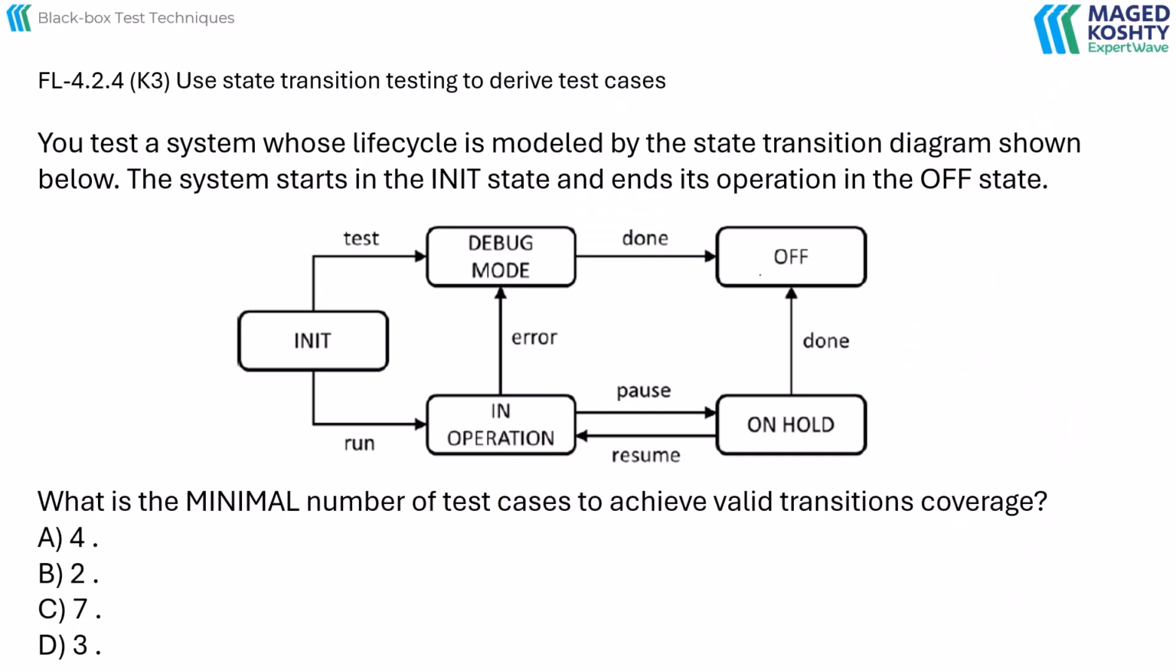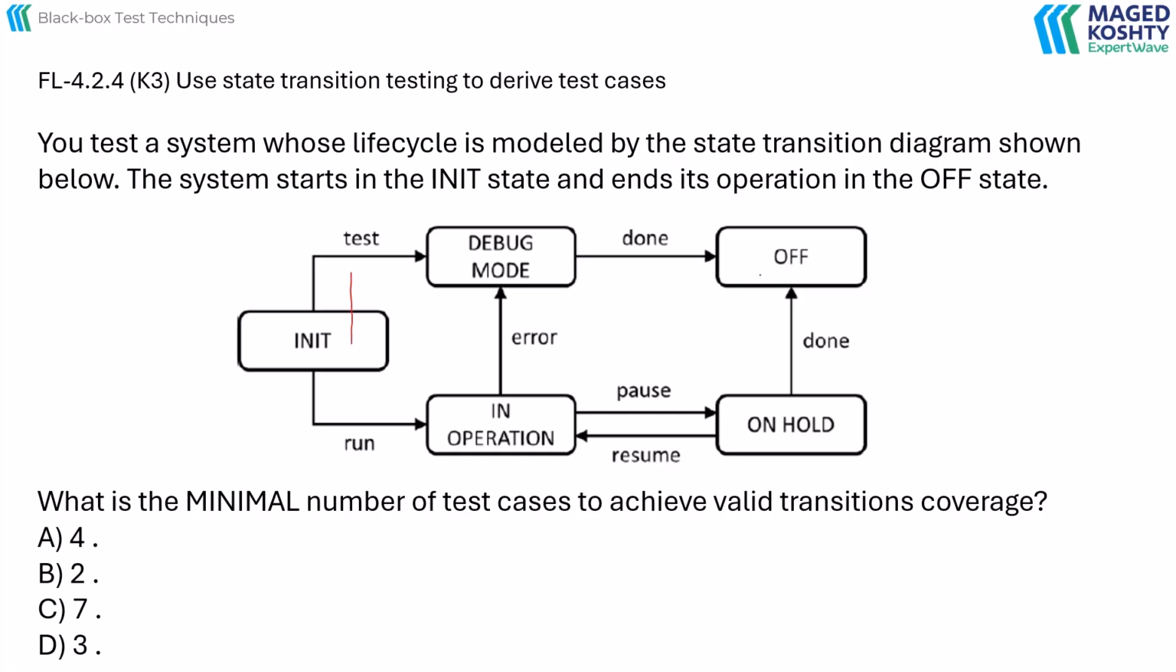First question. In the system shown, the system starts in the init state and ends its operation in the off state. We want to know the minimum number of test cases needed to achieve valid transition coverage. Use your pen and move along the transitions to cover all the arrows without raising the pen, starting from the init state and ending at the off state.